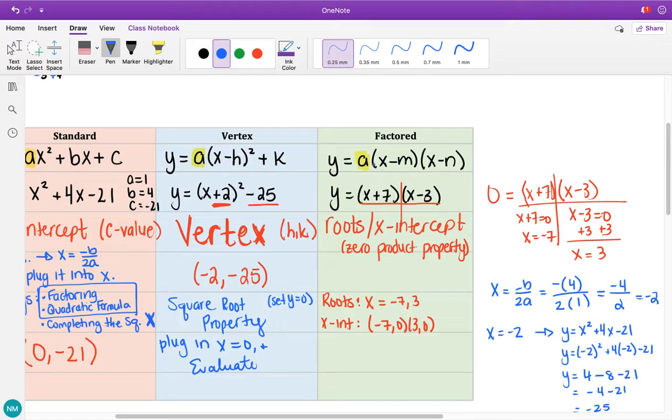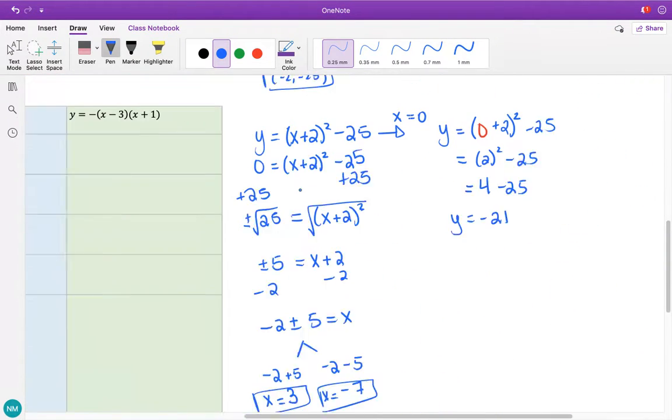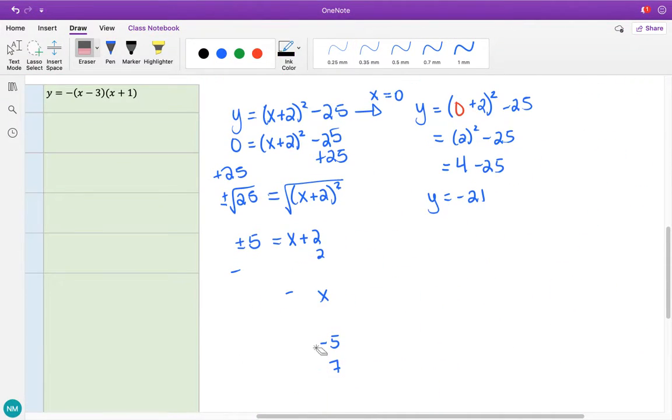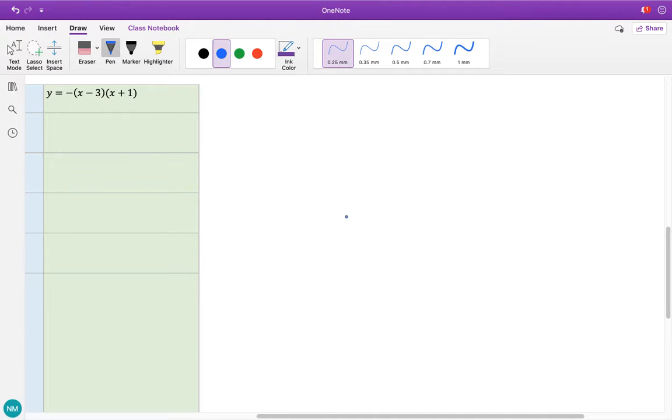Now, this is probably the hardest one to work with because the only thing that this is really useful for is finding the roots or the x-intercepts. But can we find everything else from it? Yes. Now, I'm going to erase all of this so I have room to write.